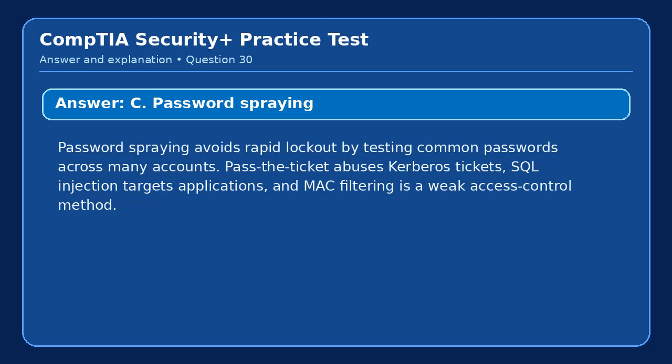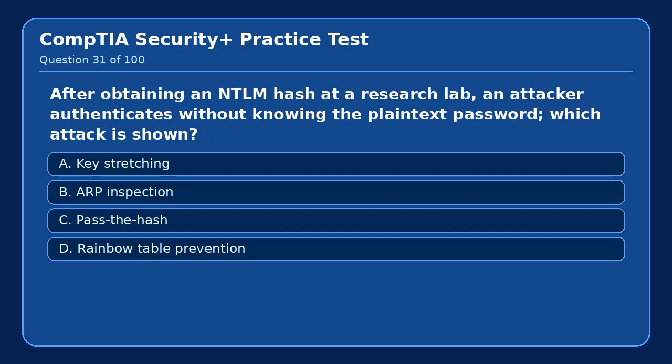Question 32. Which control most directly reduces risk from stolen passwords at an insurance firm's remote access portal? A. A larger wireless channel width. B. A longer DHCP lease. C. A public file share. D. Multi-factor authentication. Take a moment to choose your answer.